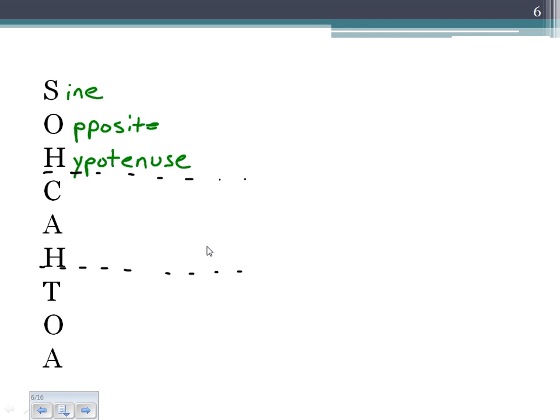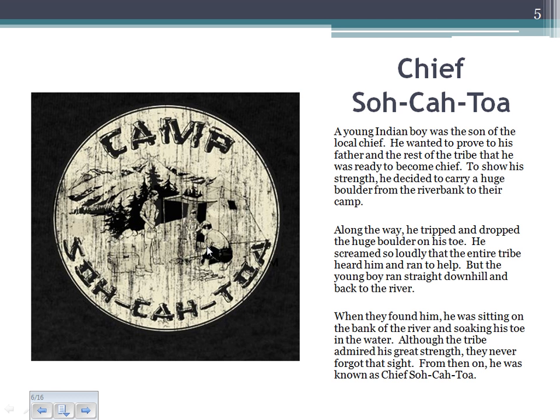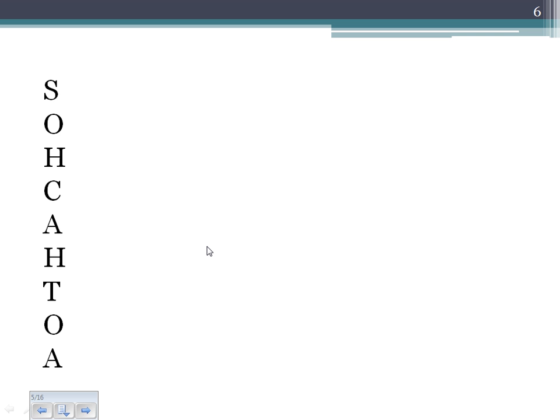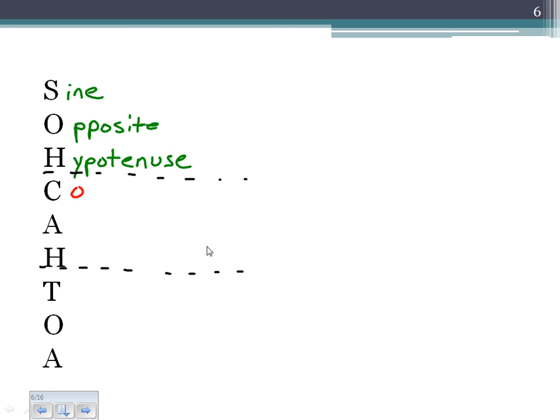So the first one's the sine. The next one, we saw it on the other page, it starts with the C. Which one is it? Cos. Then cos stands for, do you remember? Cosine, yep. So this is cosine.